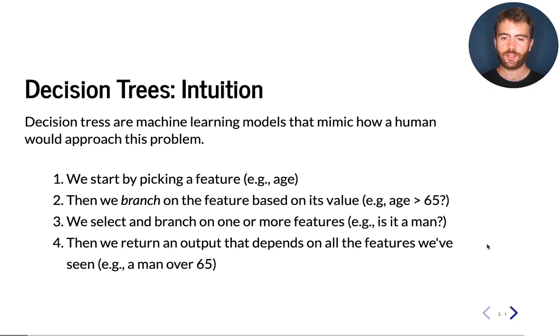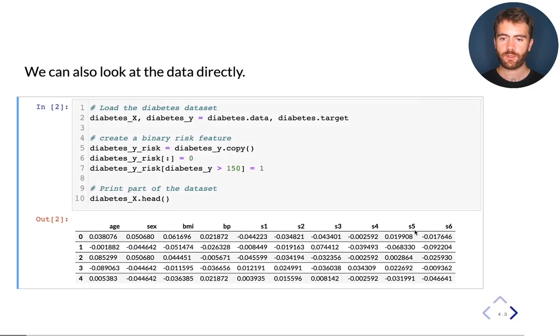In order to make it simpler, we will assume that the diabetes risk can be binarized as being either large, that is if the diabetes risk is greater than 150, or low if it's below that. Now, given that we have this data set, let's define what a decision tree would look like on this data set.